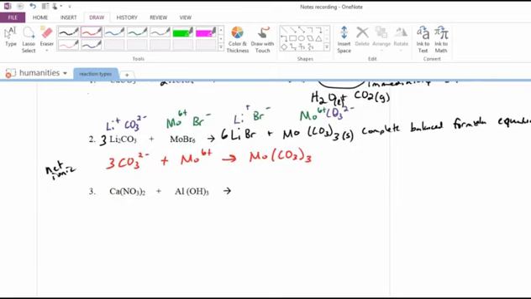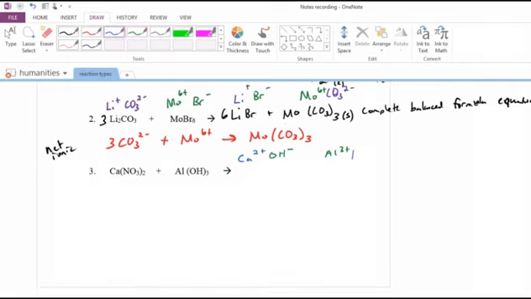And let's do another one. So this is calcium, which is a 2 plus. Aluminum is a 3 plus. Aluminum was with hydroxide. So calcium gets it now. Calcium was with nitrate. We crisscross charges.